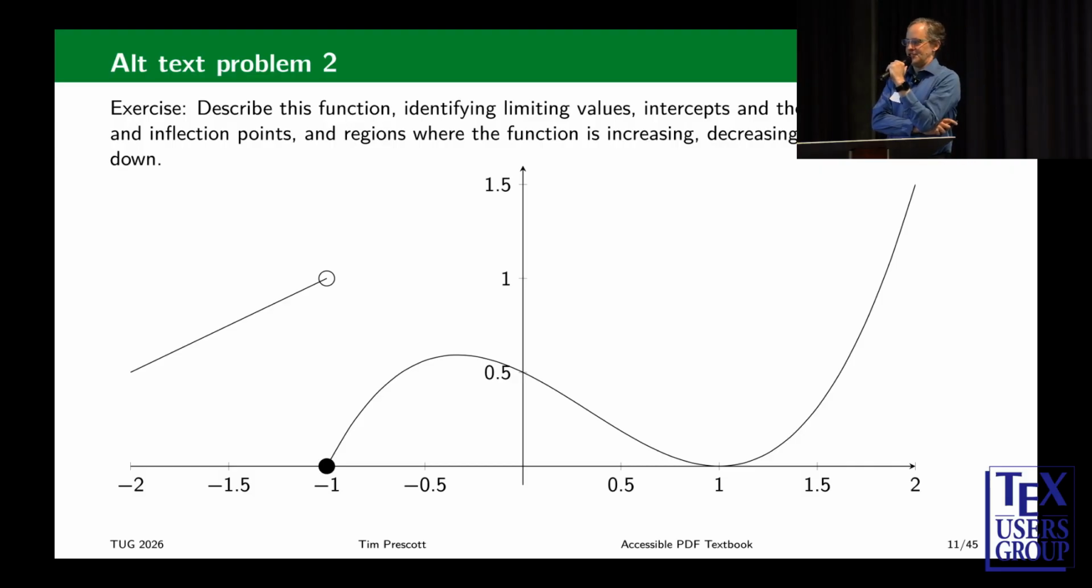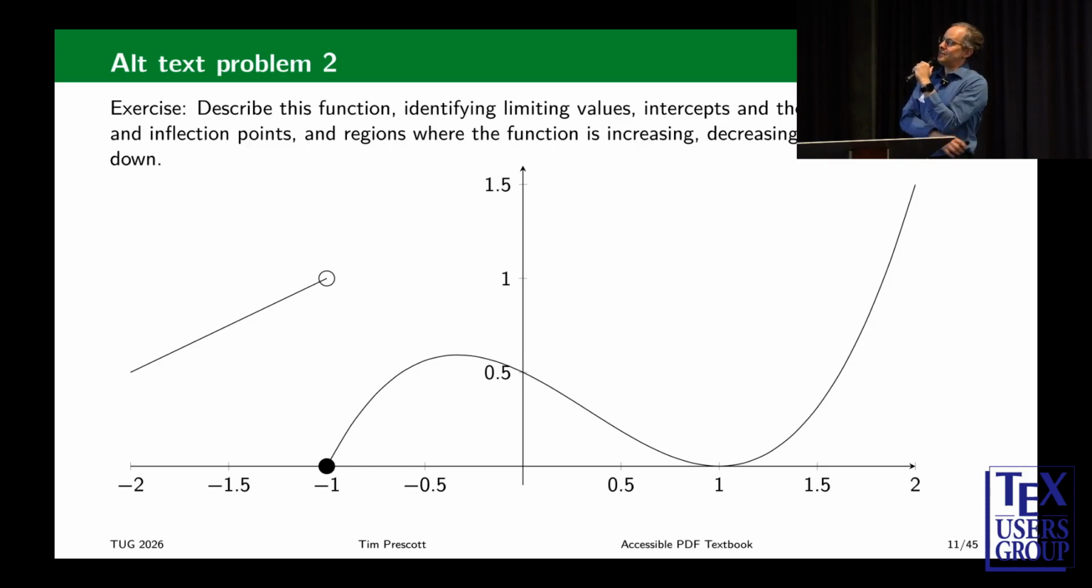What I've kind of done is just describe it and not use the words increasing, decreasing, concave up, concave down. So this function starts at negative 2.5, goes in a straight line to negative 1, 1, where there's a hollow dot, and then there's a solid dot at negative 1, 0. It goes up and peaks at negative 0.5, 0.6, et cetera. I've had good discussions with a colleague about this, but I don't have a good answer yet.